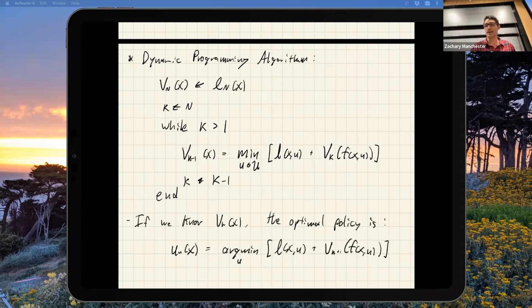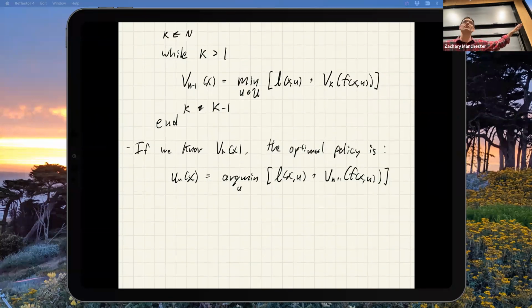Yeah. Okay, cool. So this is the general case, nonlinear, et cetera. Yeah. Sorry, how do we go about obtaining this optimal policy?